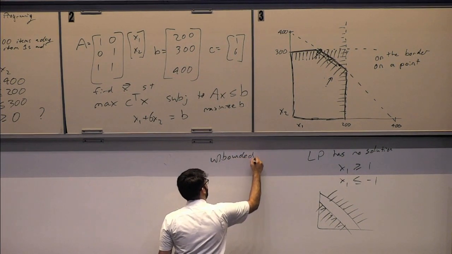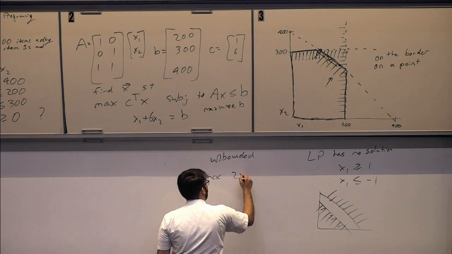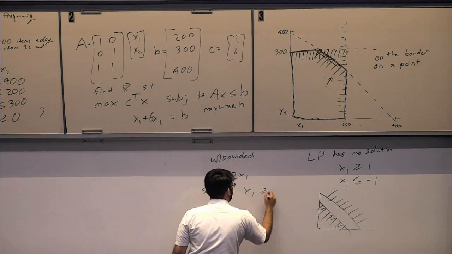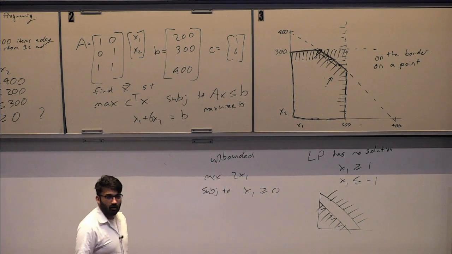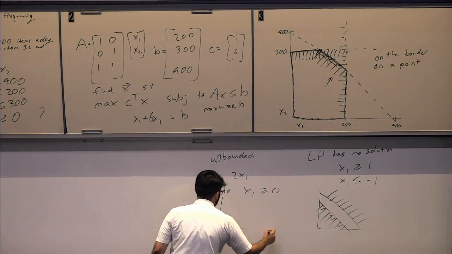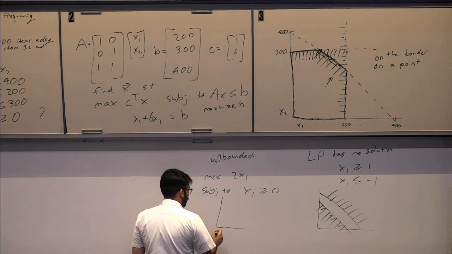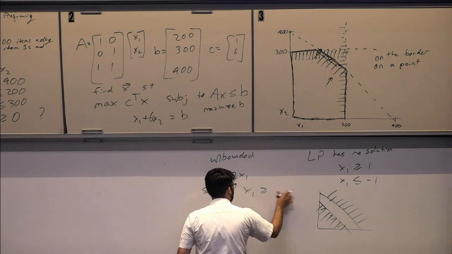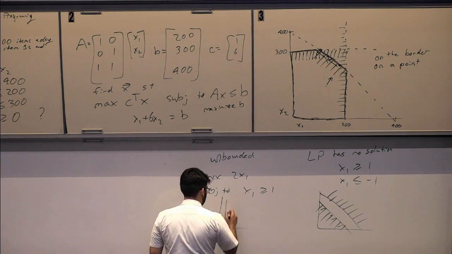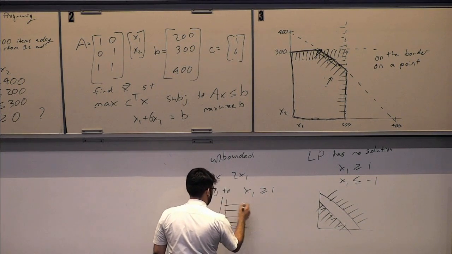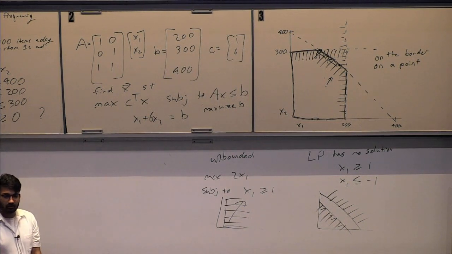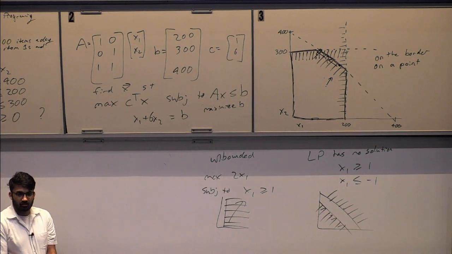What does an unbounded LP look like? Max, let's say 2x1 subject to x1 is greater than or equal to 0. So what does that feasible region look like? We don't even have an x2, but let's pretend we did just because we can plot two-dimensional things. You're maximizing that way? The feasible region is unbounded. So there's no solution because the solution is infinite.